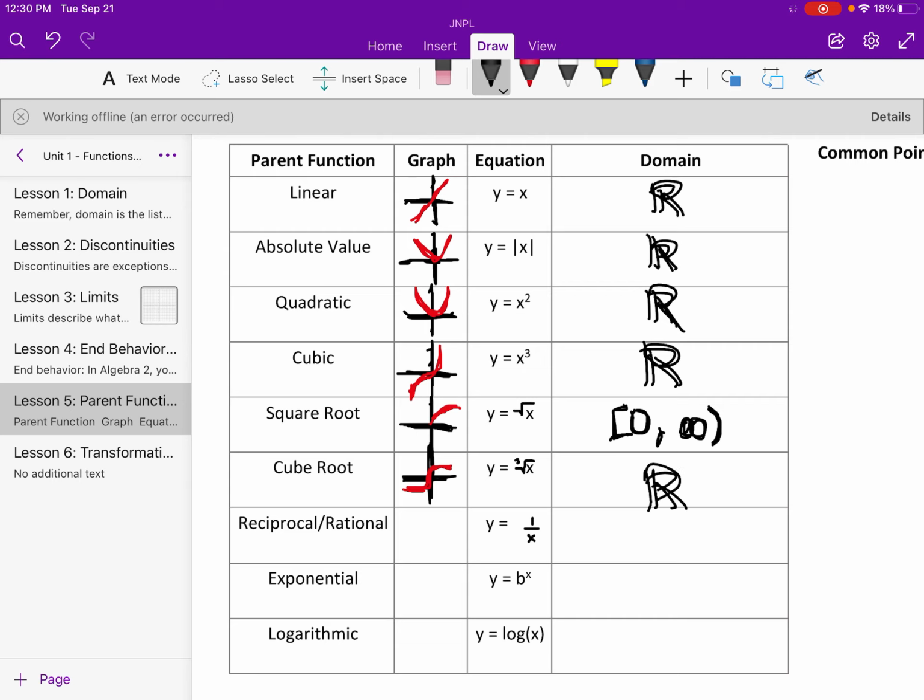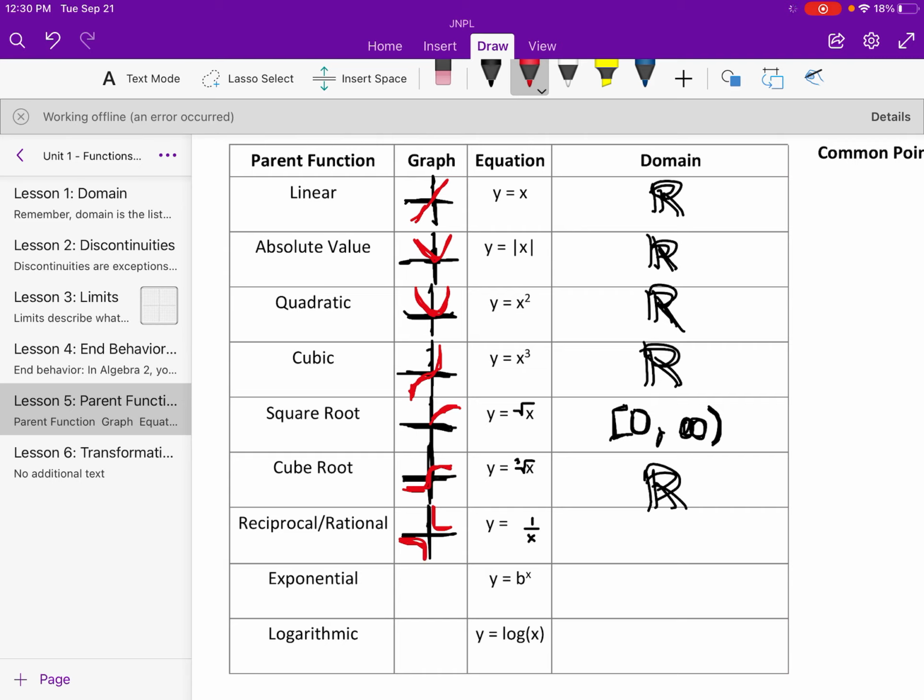Reciprocal or rational function, this is the one that has some asymptotes, and when it's just the parent function, it has horizontal and vertical asymptotes at x equals 0 and y equals 0. Why? Well, remember to find any vertical asymptotes, we would see if there's any factors left in the denominator. There is x, and so set that equal to 0, x is 0.